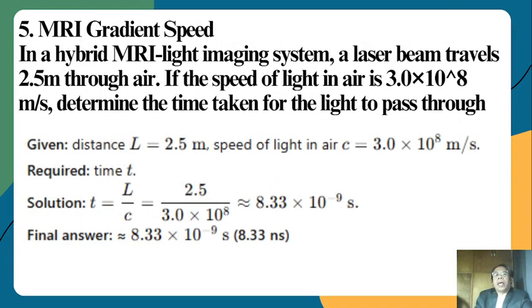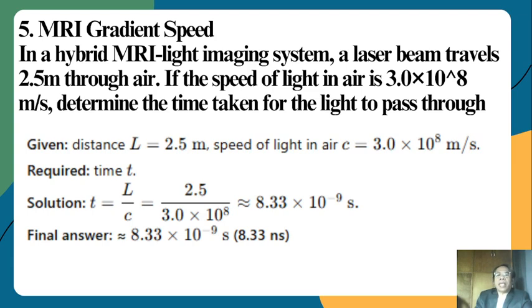Number 5. MRI gradient speed. In a hybrid MRI light imaging system, a laser beam travels 2.5 meters through air. If the speed of light in air is 3 times 10 to the 8 meters per second, determine the time taken for the light to pass through.